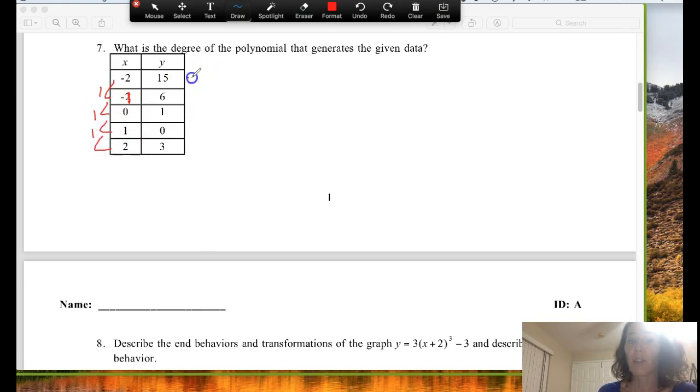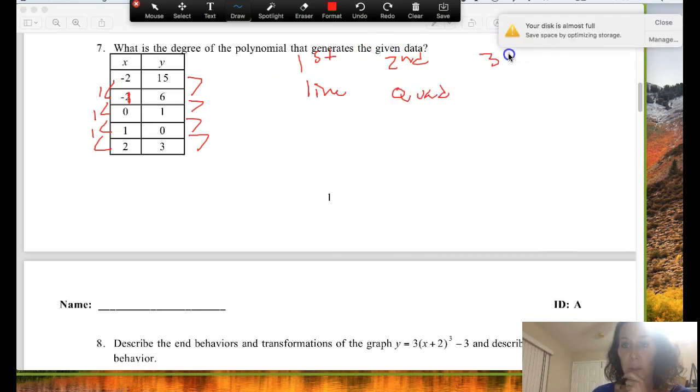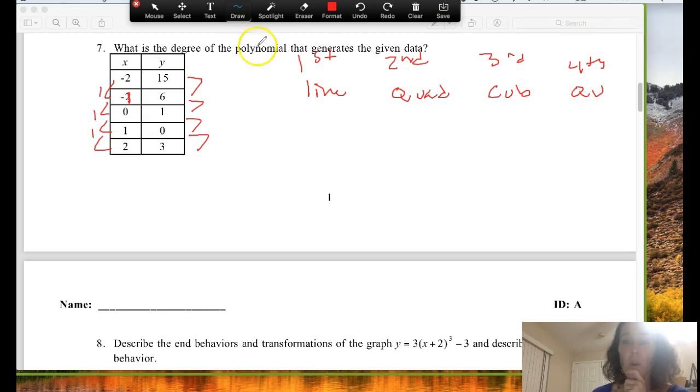Okay, I would look at the change in y here. And for linear, the change in y will be constant because I will have the change in y over the change in x, and that is my slope for a linear equation. Now, the first change would be constant if it was linear. Second change would be constant if it is a quadratic. Third change would be constant if it is a cubic. And then fourth change if it's a quartic, and so on. Okay, so we're looking at our changes here to see what we have.